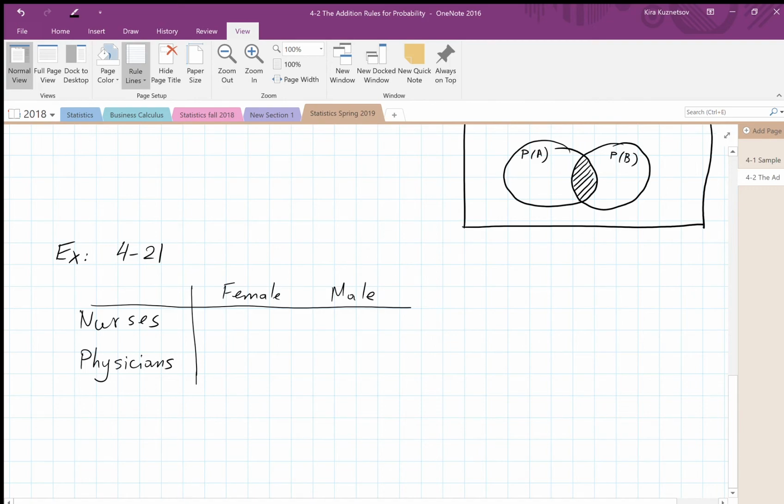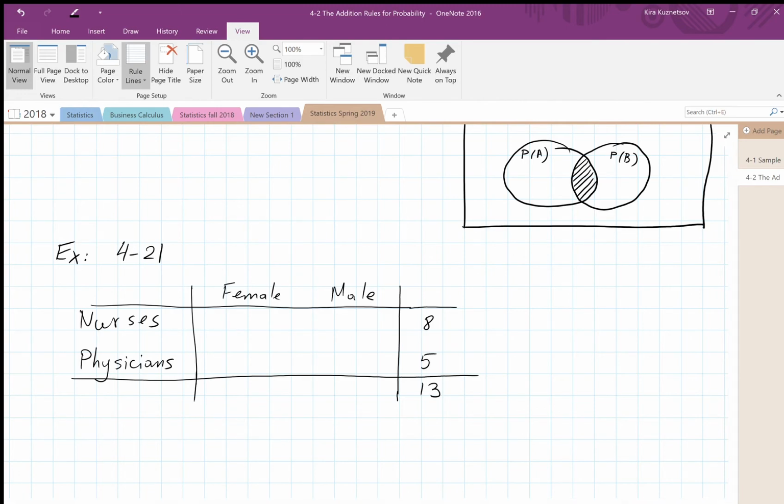I'm going to go ahead and read the problem again. In a hospital unit, there are 8 nurses and 5 physicians. So what they gave us to start with are the totals. 8 nurses and 5 physicians. If anything, I know I have 13 people on staff. 7 nurses and 3 physicians are female.